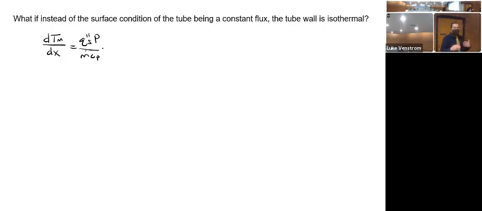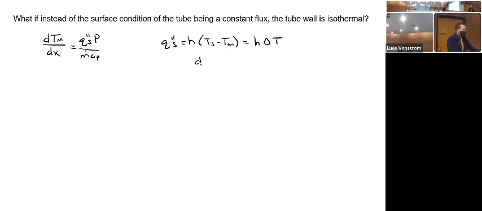Now, in the constant flux wall case, the reason that we were able to integrate this easily is that the flux was a constant, right? And so everything on the right-hand side was a constant, and so it integrated out to be a line. In the isothermal tube wall case, that's not going to be true, right? The flux at the wall is given by Newton's law of cooling, h times (Ts minus Tm), which I'm going to represent as h times delta T. So I'm going to call that Ts minus Tm delta T.